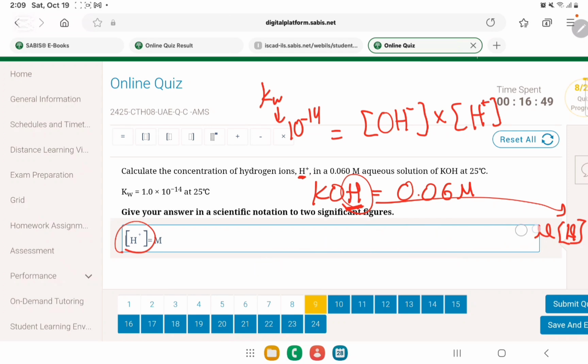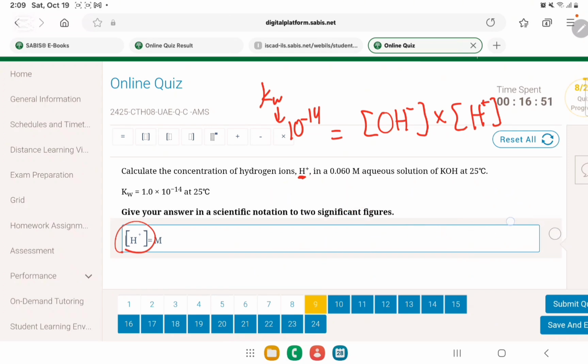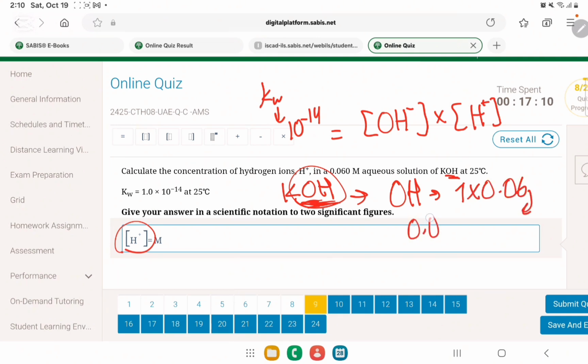Oh, my bad. Guys, silly mistakes. I'm so sorry. Look here, there's OH. Don't ignore the OH, it's here. It's OH. I just found the concentration of OH. There's only one OH. So the concentration of OH is equal to 1 times 0.06. It's going to be 0.06. So that's the concentration of OH. And I was wondering why it was so simple. Like, I didn't need to do anything. Because there's something wrong. Sorry.